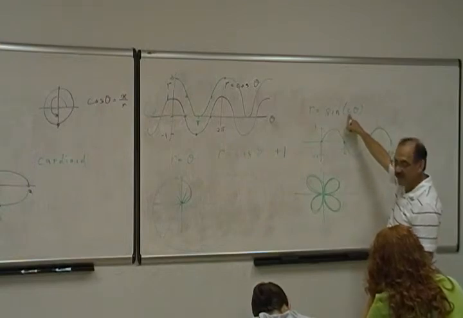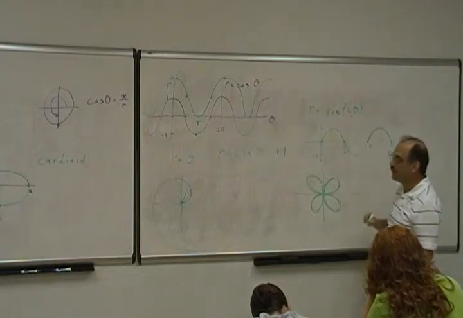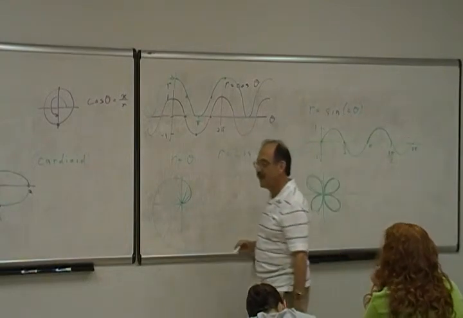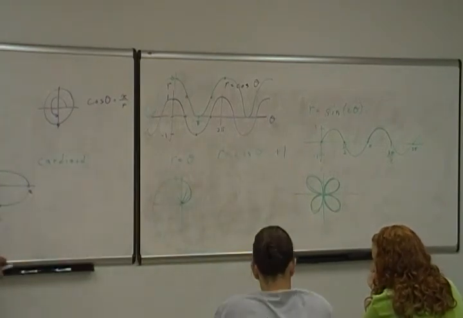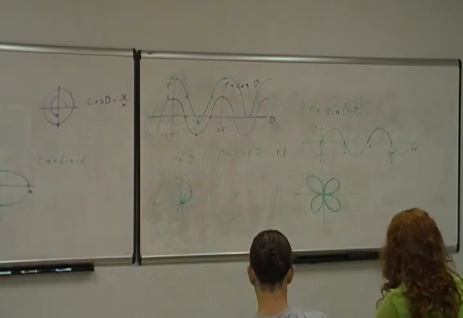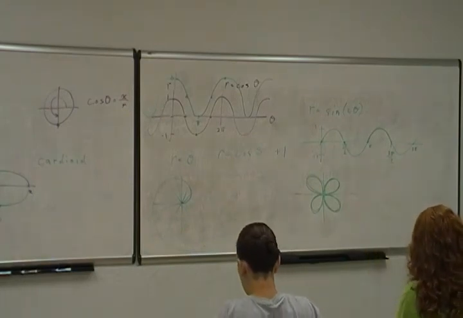If you put a 3 in there instead of a 2, you get another rose with different bumps. And so when we go downstairs, I'm going to show you how to pull up the applet and take a look at all these polar curves. Okay, time to go downstairs.